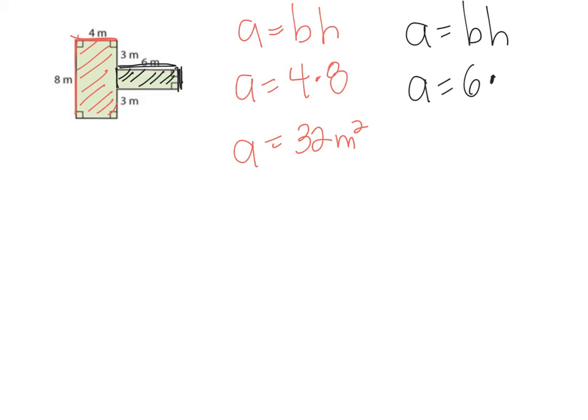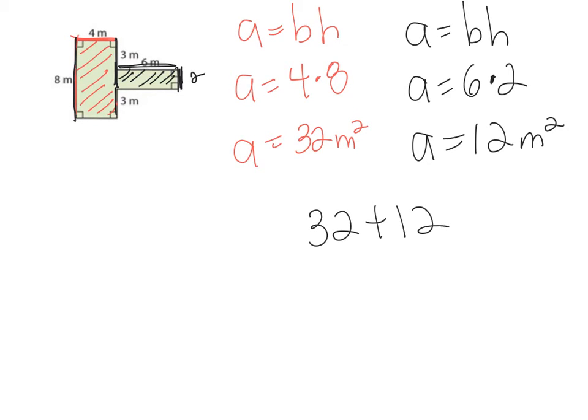I got to figure out where this length here is. So if this whole length is 8, and I know this is 3, and this is 3, so 3 plus 3 is 6, and then that tells me this dimension has to be 2. So area equals 6 times 2 is 12 meters squared. So I take 32 plus 12, and that gives me 44 meters squared.